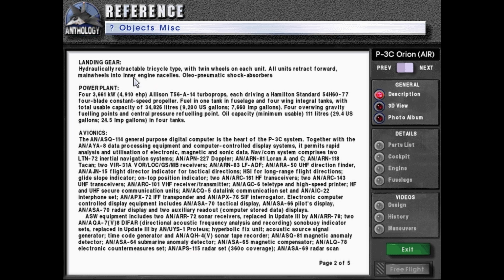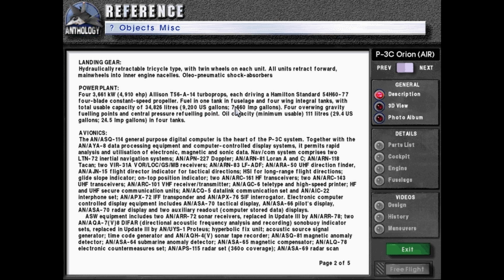Landing gear: hydraulically retractable tricycle type with twin wheels on each unit. All units retract forward, main wheels into inner engine nacelles. Oleo pneumatic shock absorbers. Power plant: 4 3,661 kilowatt or 4,910 shaft horsepower Allison T56A14 turboprops, each driving a Hamilton Standard 54H60-77 four-blade constant speed propeller.